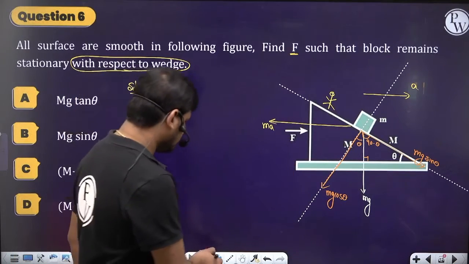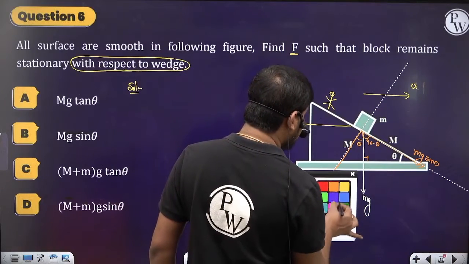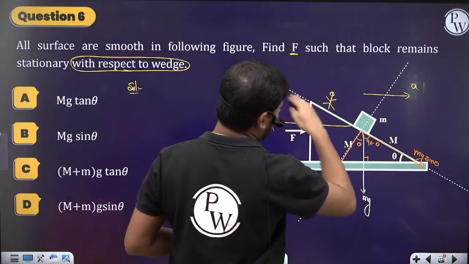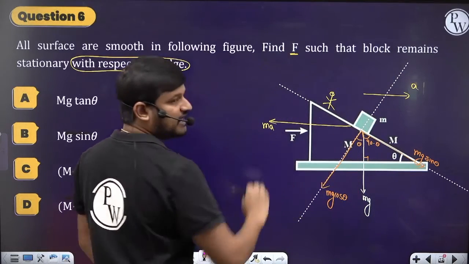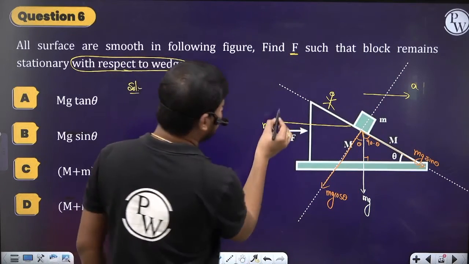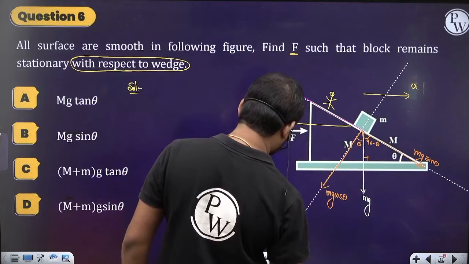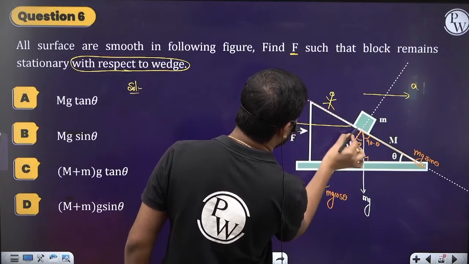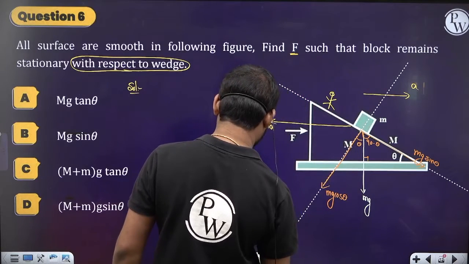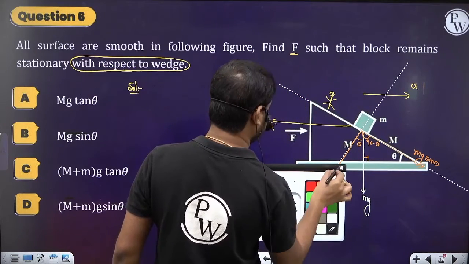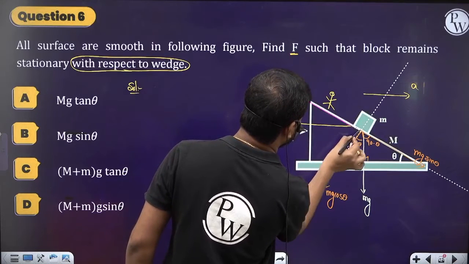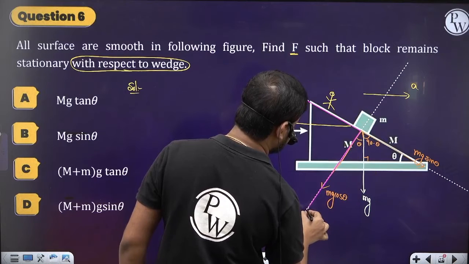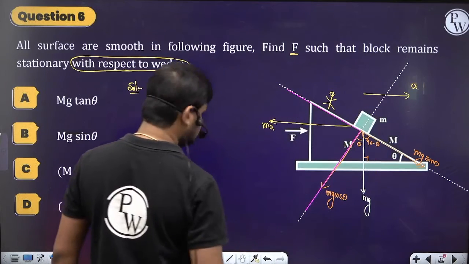Done. Now here ma will also have components because it is neither in the y direction nor in the x direction. It is at some angle. Yes or no? So this ma will have two components. What are the two components of ma here? So this is one component of ma, and this is one more component of ma. Understanding? So what are those components?